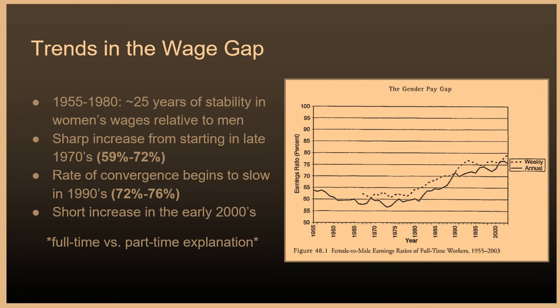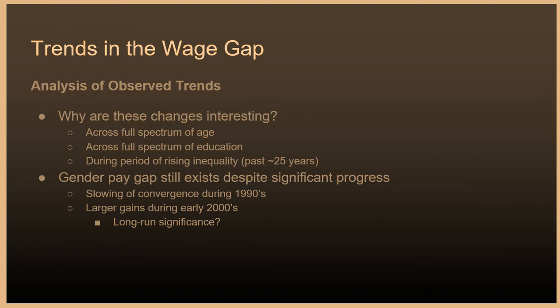Finally, there is a short increase in the earnings ratio during the early 2000s, but as you can see, it begins to slope downwards right at the end of the graph. So we've covered the basic patterns that the gender pay gap has followed over the past 25 years. When we look at the gains that have been made since the 1970s, the difference is quite remarkable.